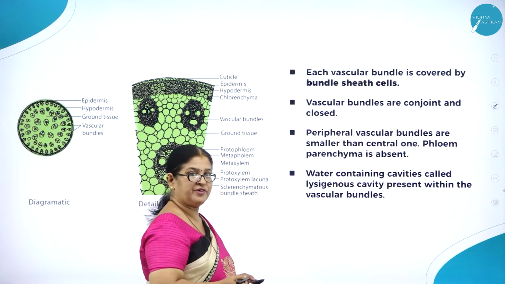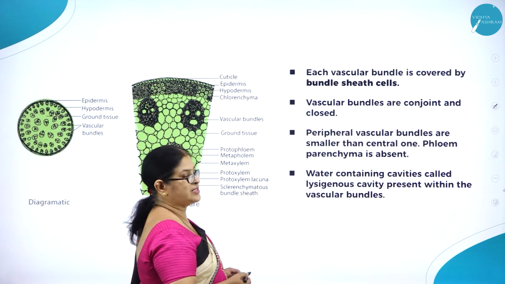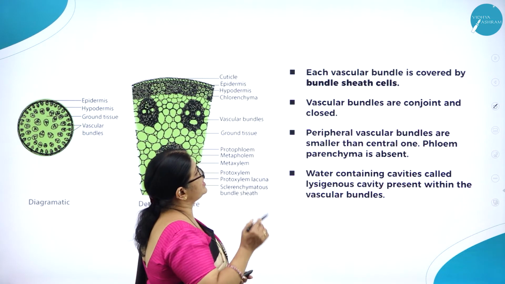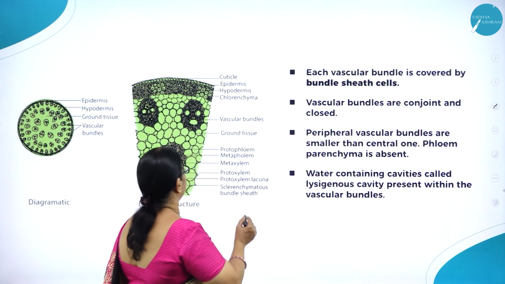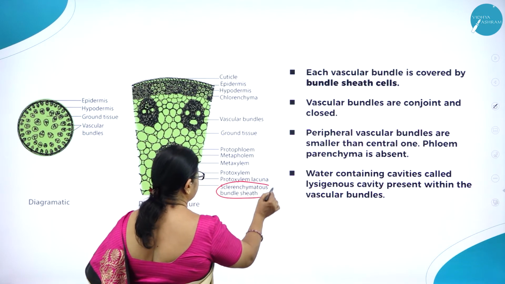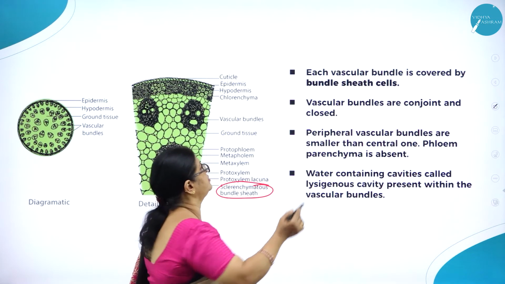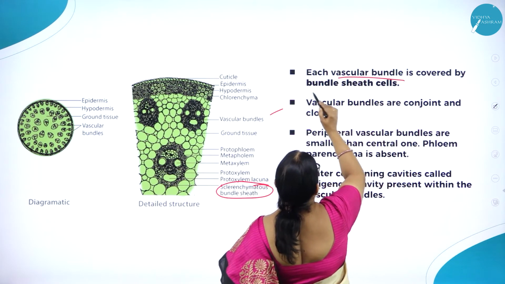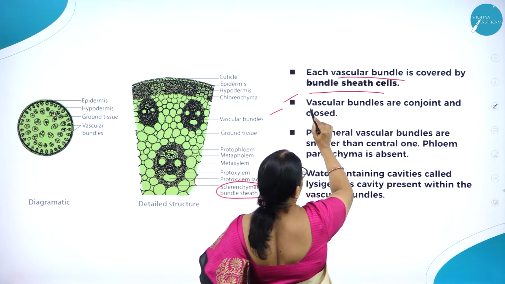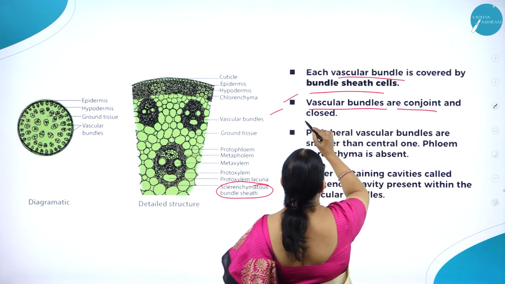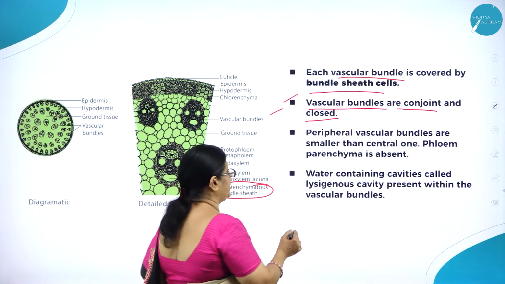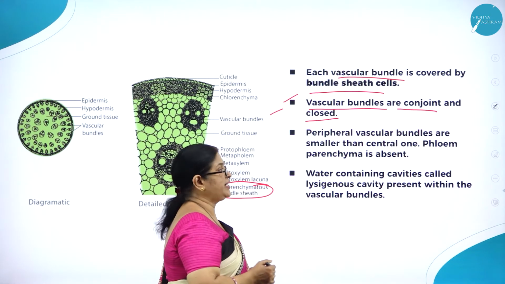Moving on to the further concepts of this monocot stem, each vascular bundle is covered by bundle sheath cells. Here you can see bundle sheath cells, which are made up of sclerenchyma mainly to give mechanical support. Next, vascular bundles here are conjoined and closed. No cambium.